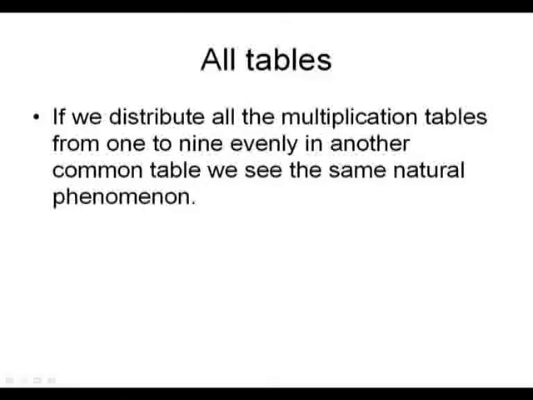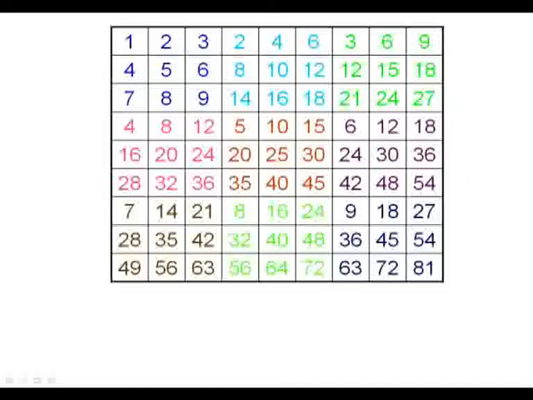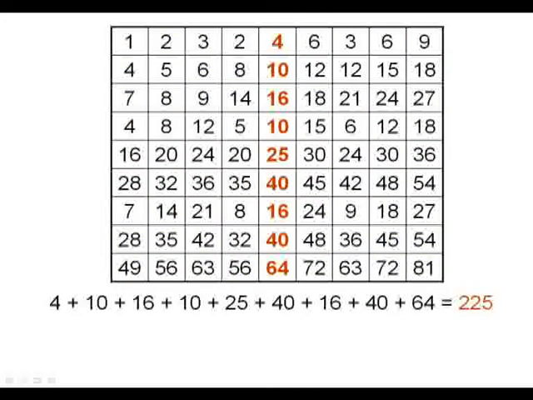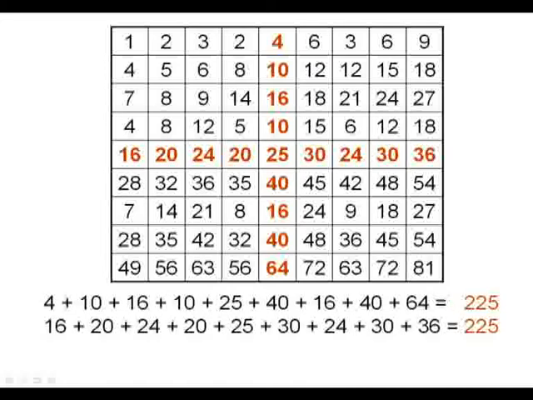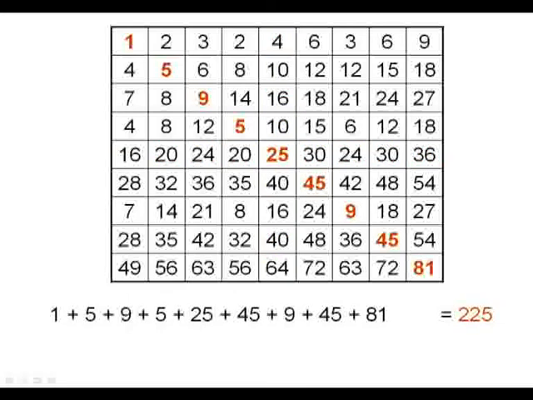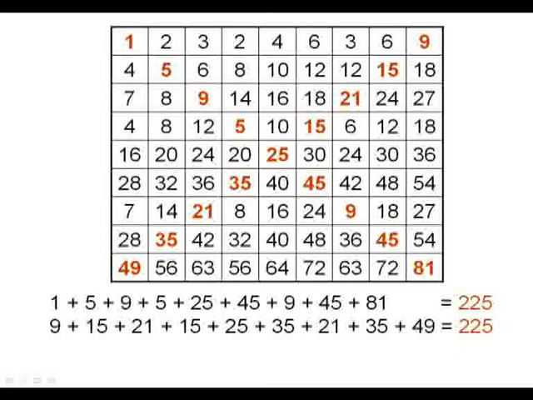All tables. If we distribute all the multiplication tables from 1 to 9 evenly in another common table, we see the same natural phenomenon. In the vertical we add all terms and get 225. In the horizontal we get 225. In the diagonal 225. And also the last diagonal 225.